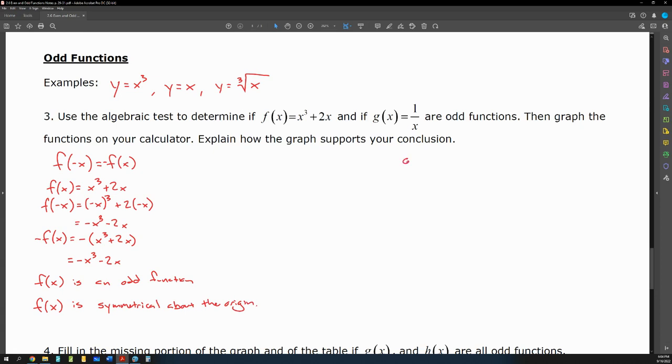Okay, let's test g of x. So g of x is equal to 1 over x. So g of negative x, again, we're going to just plug in negative x anywhere that we see x. So we get negative 1 over x. Now if I wanted to simplify negative g of x, then I'm going to take a negative and put it out in front of 1 over x. And again, we get the quantity negative 1 over x. So therefore, g of negative x is equal to negative g of x. So therefore, 1 over x, or g of x, is an odd function.